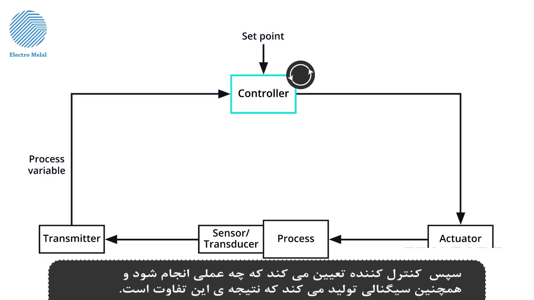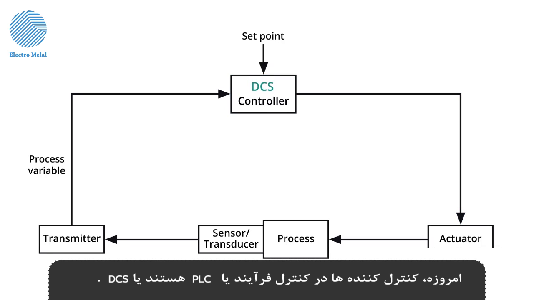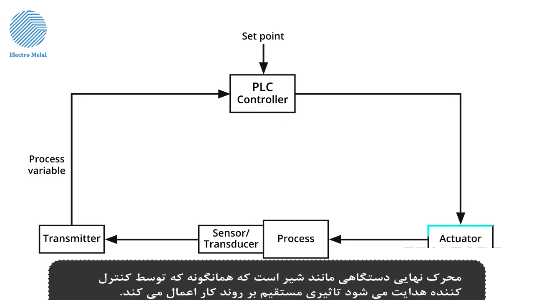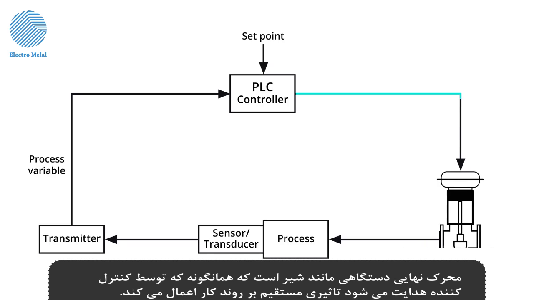The controller then determines what action to take place and generates an output signal that is a function of the result of this comparison. Controllers are either a DCS or a PLC in process control today. The final actuator is the device, such as a valve, that exerts a direct influence on the process as directed by the controller.